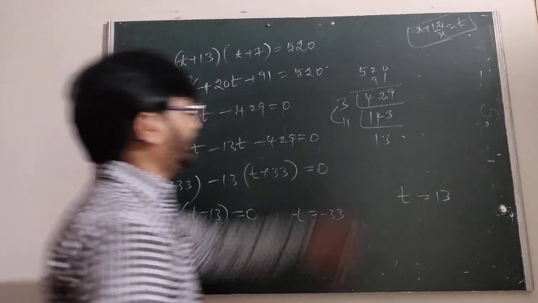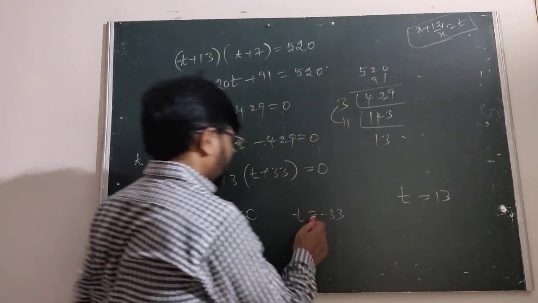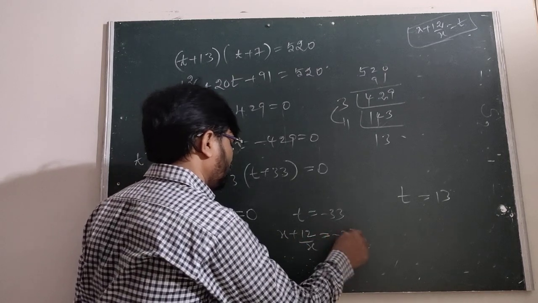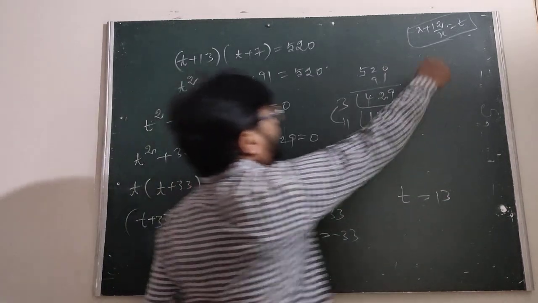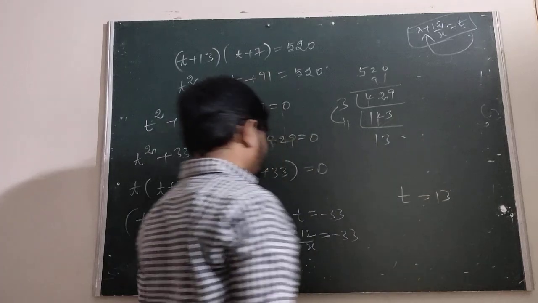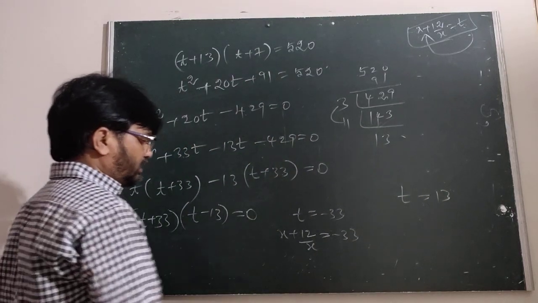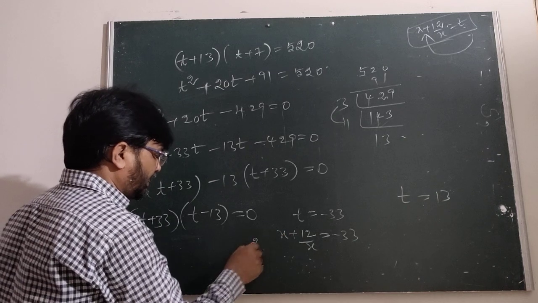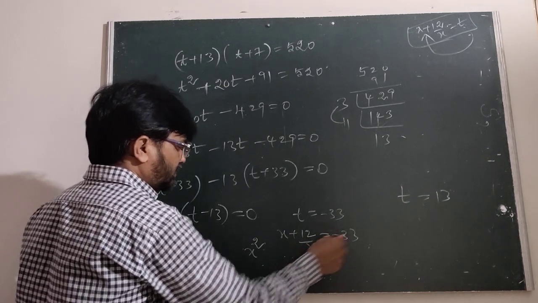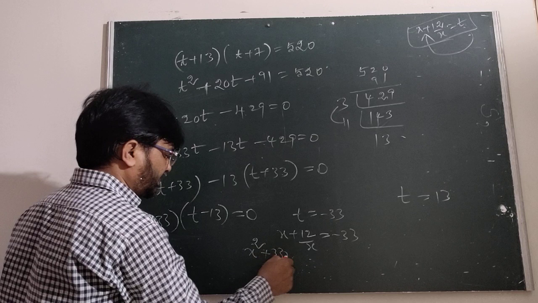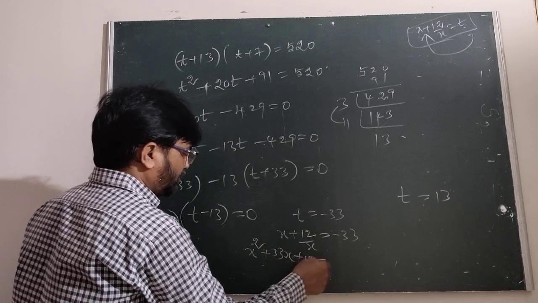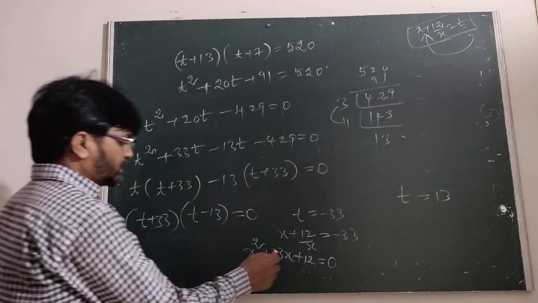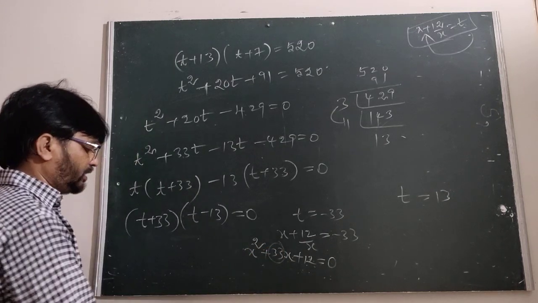Where t is x + 12/x, so x + 12/x = -33. Taking the LCM as x, we get x² + 12 = -33x, which is x² + 33x + 12 = 0. Now we find the discriminant, where b² is 33 times 33.